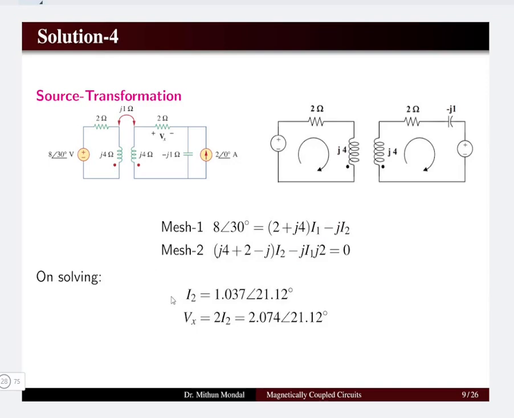So current I2 we have to find because we need to determine the potential Vx, which is current I2 multiplied with the resistance of 2 ohms. That will give us 2.074 angle 21.12.